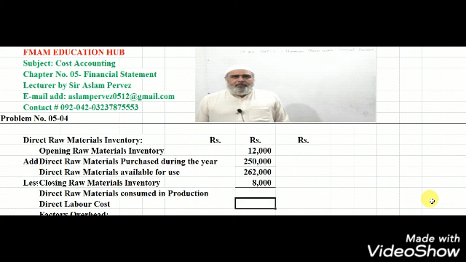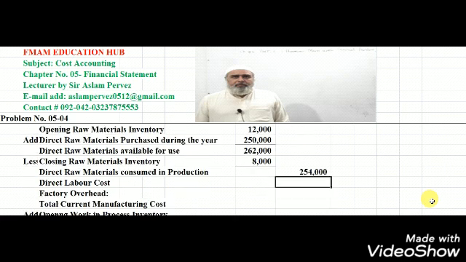The final amount is the material used, the material consumed in production. This is 2,54,000 rupees, the direct material consumed in production. Now our direct labor cost is 95,000 rupees.